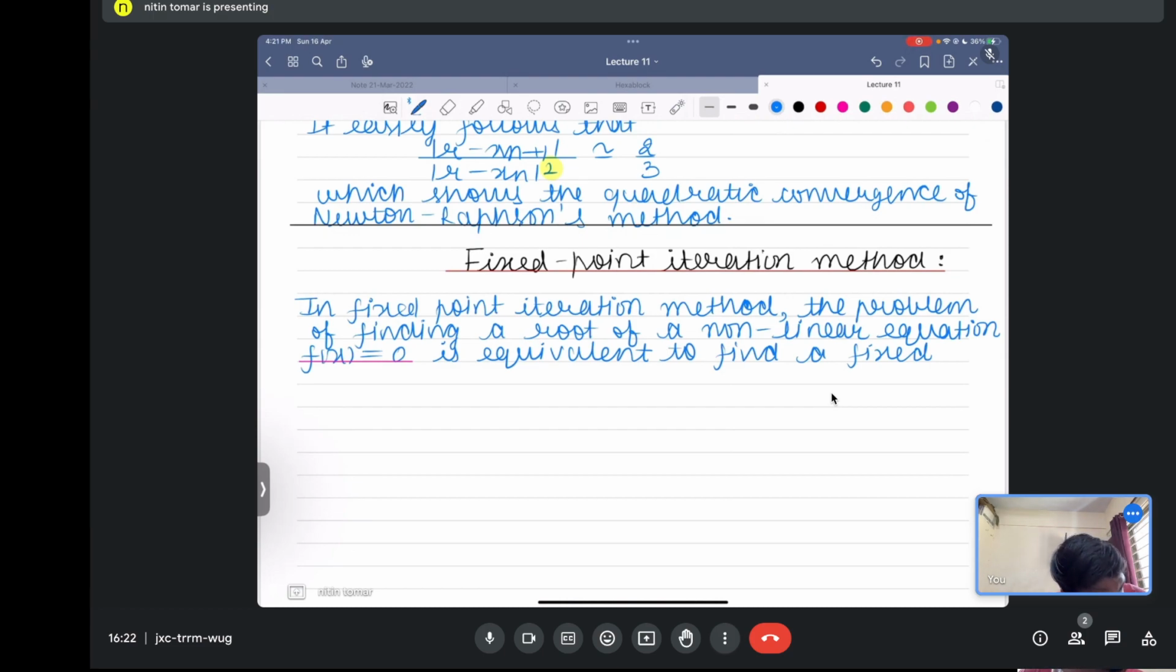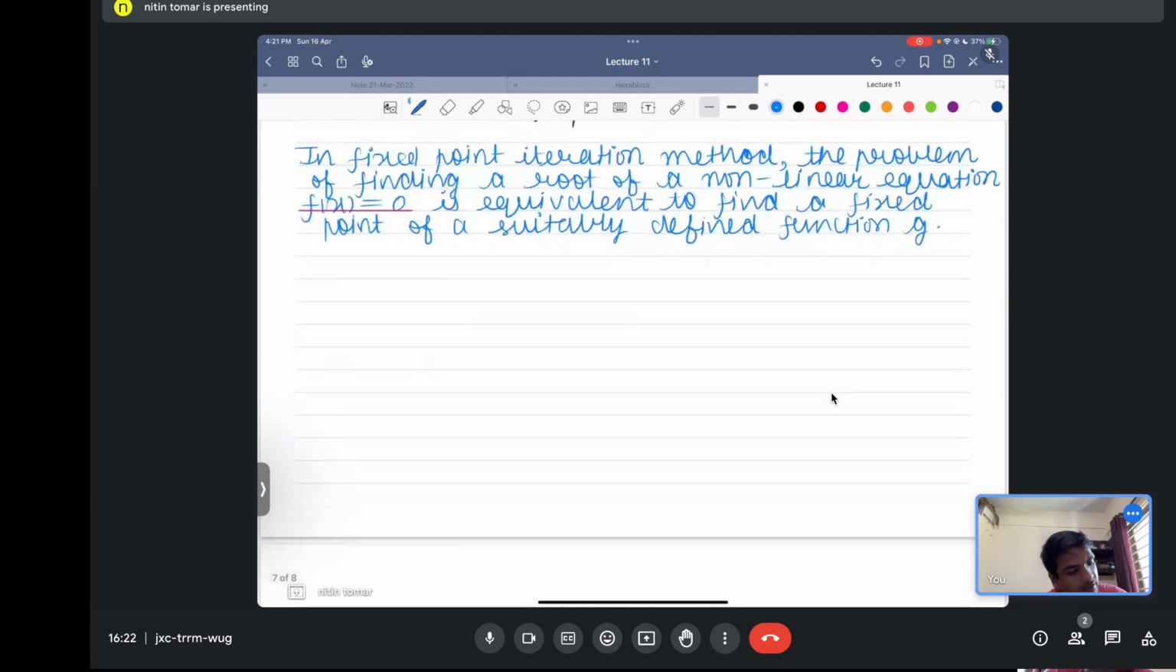Fixed point of a suitably defined function g. So this is how you convert this problem, and this is a very famous iteration method, fixed point. So let us first define what is a fixed point formally.